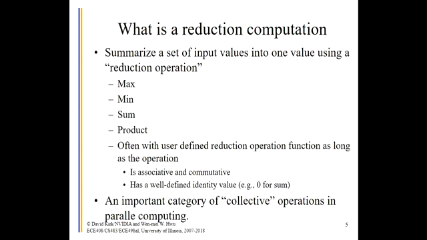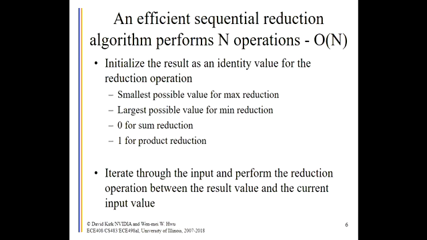In fact, one of the important categories of MPI collectives will be the reduction API calls in the MPI library. So let's first look at an efficient sequential reduction algorithm. If we need to take an array of numbers and add them together, there's a very efficient way to do this sequentially. We just go from element 0 all the way to the max index, and for each position, we do a reduction operator with what we currently have.